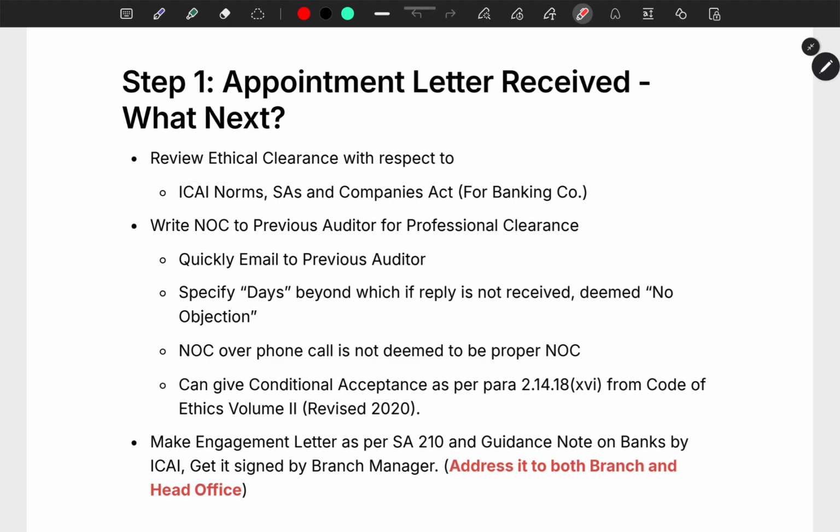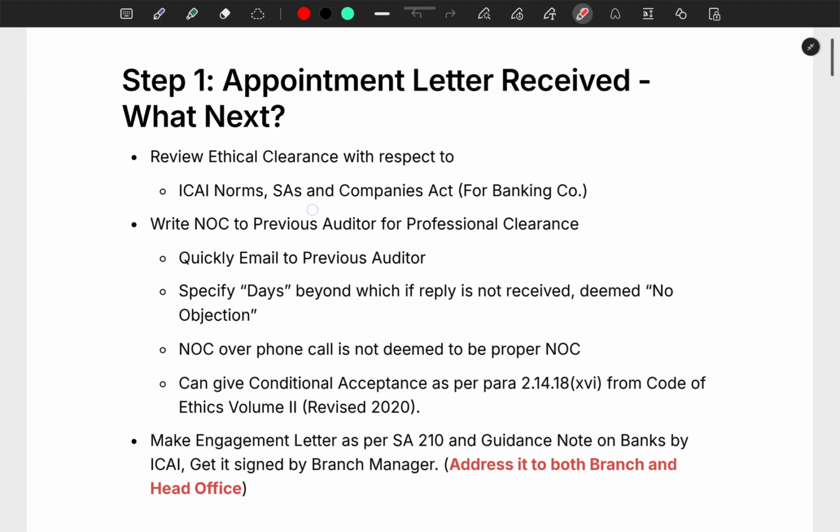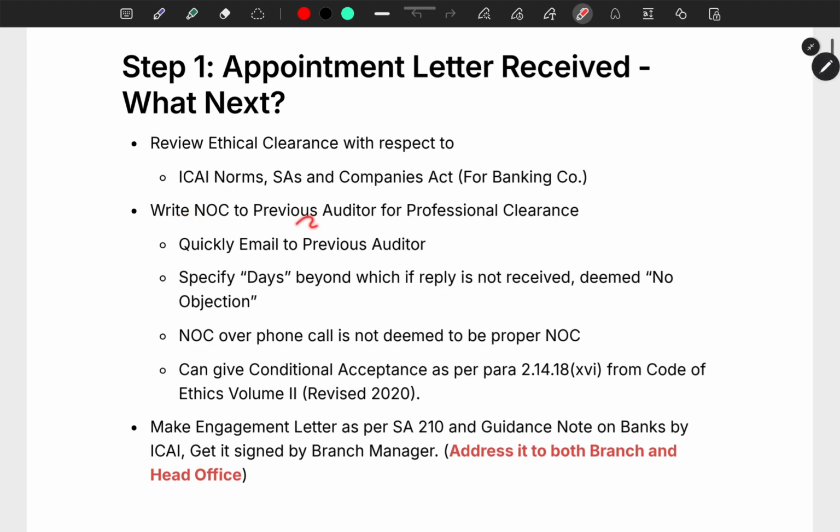Okay, so you should be independent and you have to give certain declarations along with the appointment letter that you should reply. The second is you would be given information about the previous auditor of the branch, and you have to obtain professional clearance from them as well. That is, you have to write for an NOC. And in a bank audit, the appointment received requires a confirmation within 2 to 4 hours. That's usually time bound. What you have to do is get this NOC really fast.